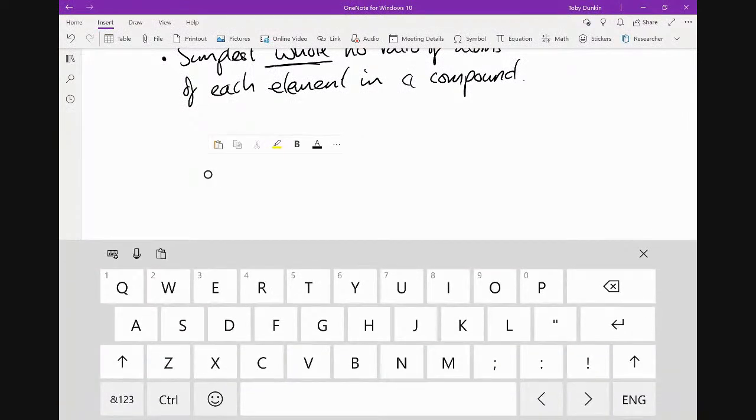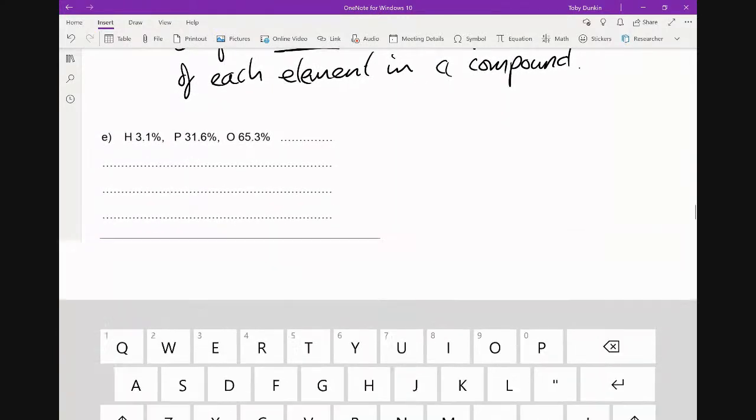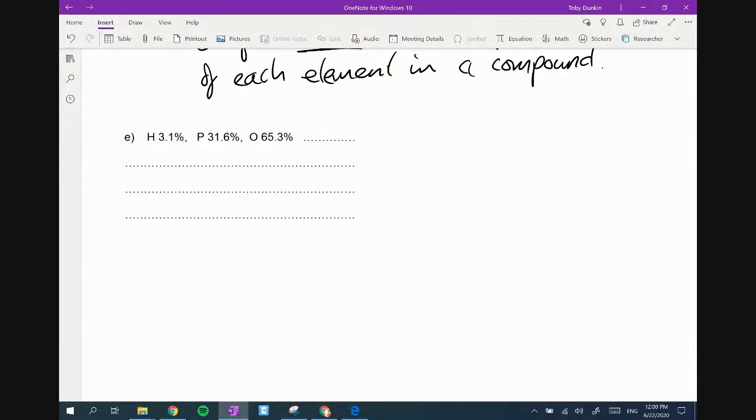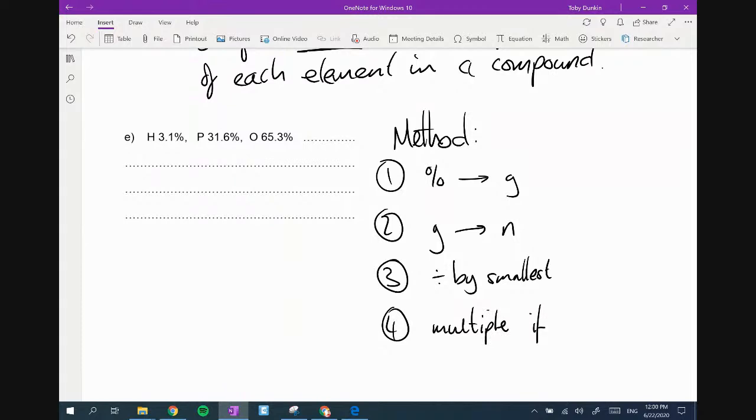Right, so there's a very straightforward method here. What we're doing is counting atoms. So this is our method. Step 1, percent to mass. We remember these from GCSE. Step 2 is mass to moles. Step 3 is divide by the smallest, find the ratio. Now there is a step 4, but you don't always need it: multiply if fraction. That one needs to be starred because I need to show you examples of this.